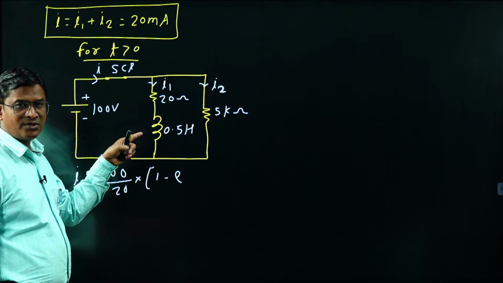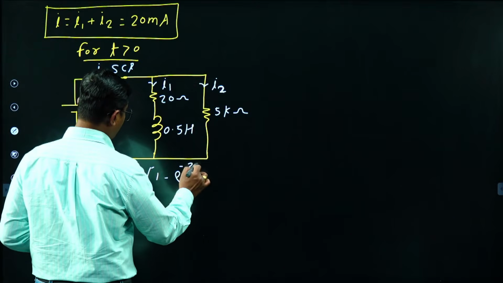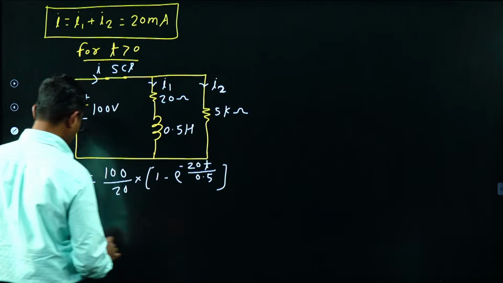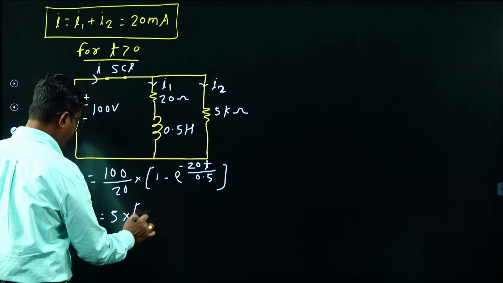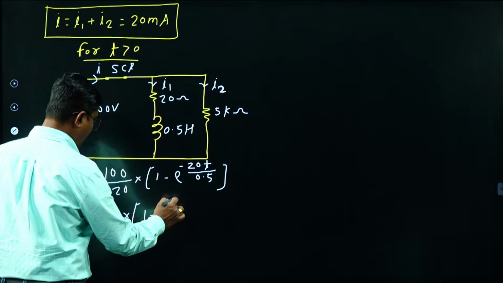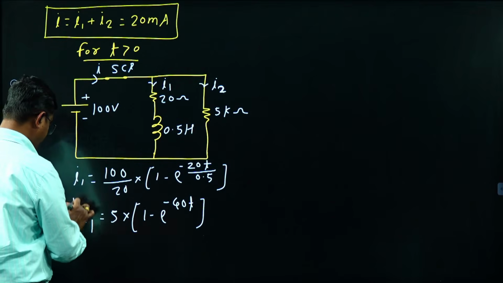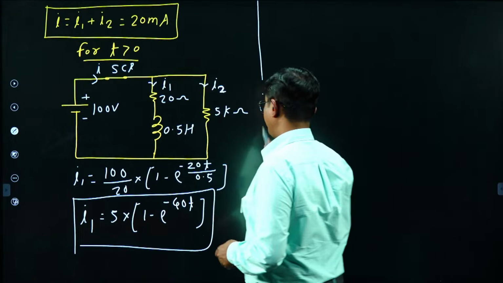So time constant tau is L by R, right? Yes, so it is e to the power minus 20 into t upon 0.5. So it is equal to 5 into 1 minus e to the power minus 40 into t. This is my current I1. Current I1, right? And what is I2?